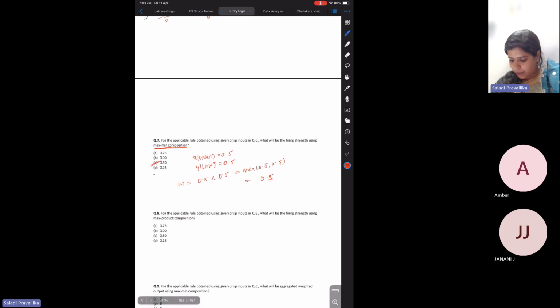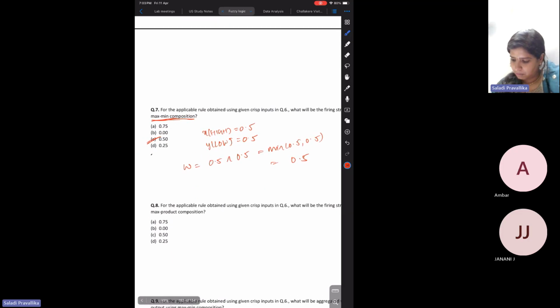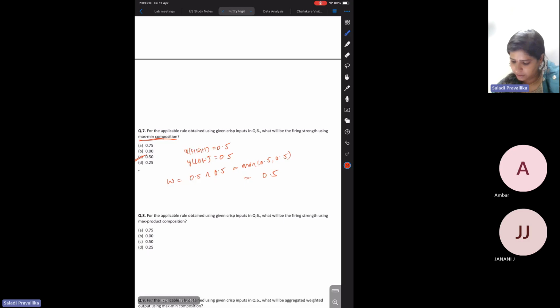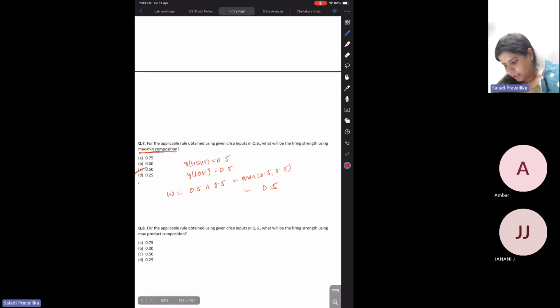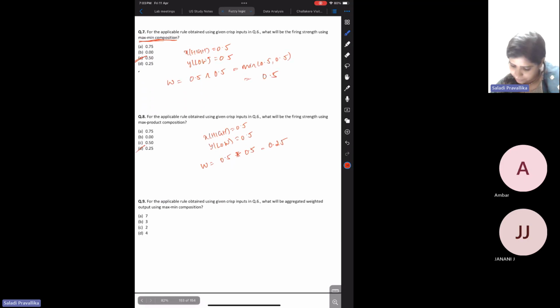Okay. Now let's look at the eighth one. For the same question, if you are using a max product composition, what will be the firing strength? Okay. Again, fairly simple. X of high is equal to 0.5. Y of low is equal to 0.5. So the weight is equal to 0.5 product 0.5, which is equal to 0.25. Yes, Janani and Amber, you both are right.